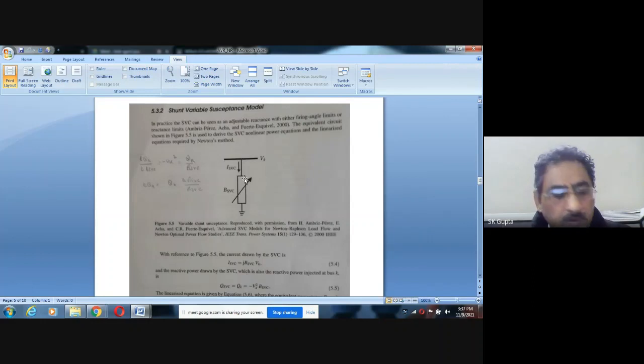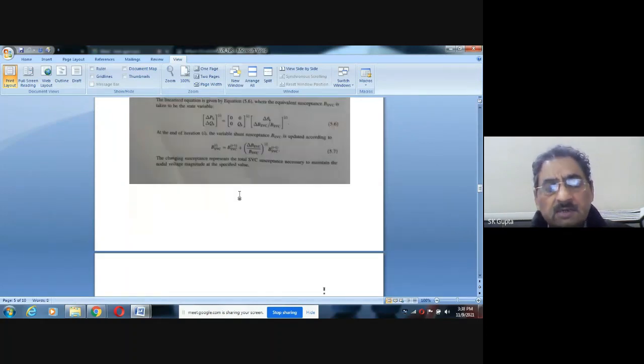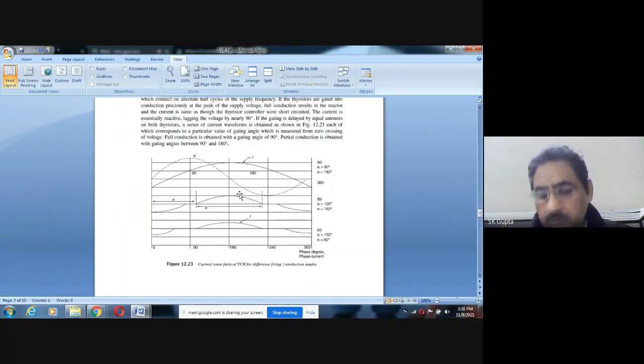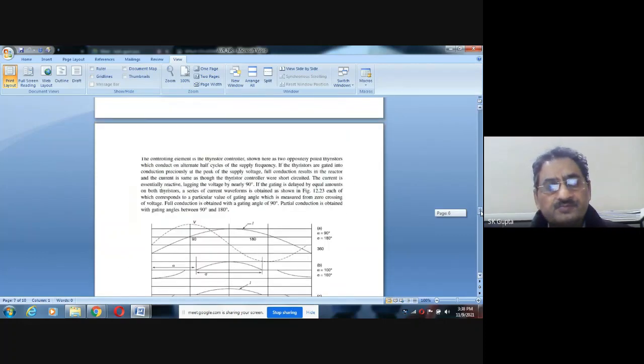We assume this, but now we can further go ahead, that a firing angle we have to decide, that at this firing angle this much amount of susceptance will be there, at this firing angle this much amount of susceptance, means value of susceptance changes with the firing angle. And if we include the firing angle also in this study, then how the load flow study will be, means exact load flow study will be performed, that we will see. For that, let us again understand the working of SVC.